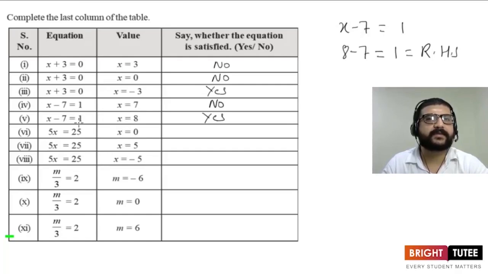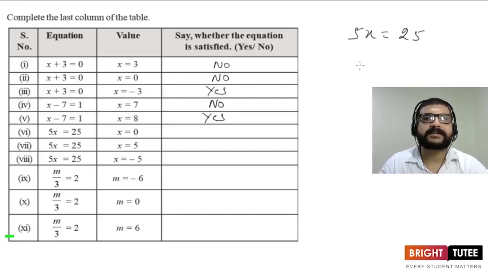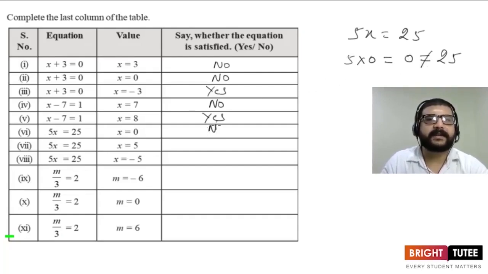x minus 7 is equal to 1. Now let's see the next equation. It is 5x is equal to 25 and the value of x is given as 0. Let's put it here. We will get 5 into 0, and we know any number multiplied with 0 gives us 0 itself. So this will be equal to 0, and we know 0 is not equal to 25. So therefore the equation is not satisfied here.